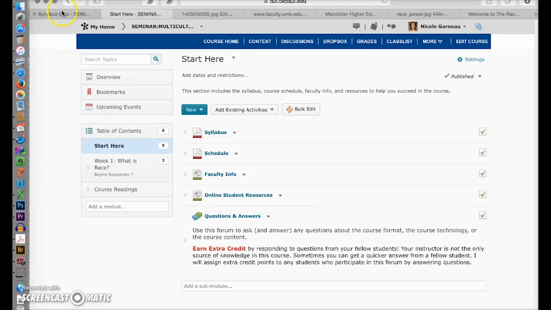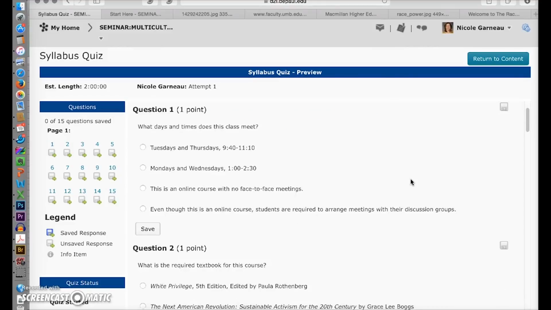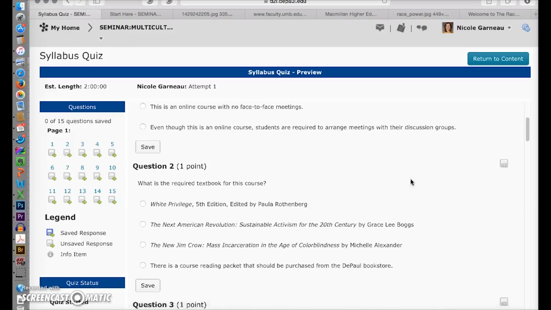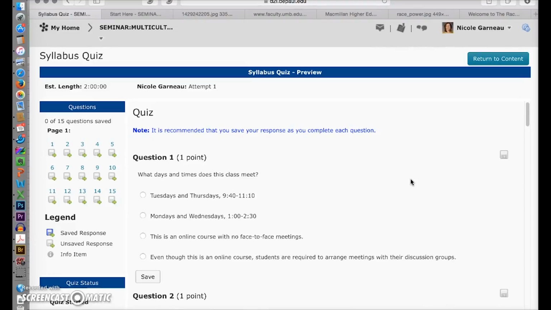Then you should make sure that you've read the syllabus thoroughly, and you need to take the syllabus quiz that you're going to find under week 1. You can look at the syllabus while you're taking the quiz, no problem. And you can have as many chances at the quiz as you would like.